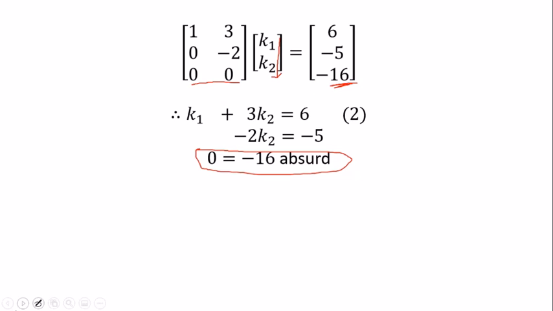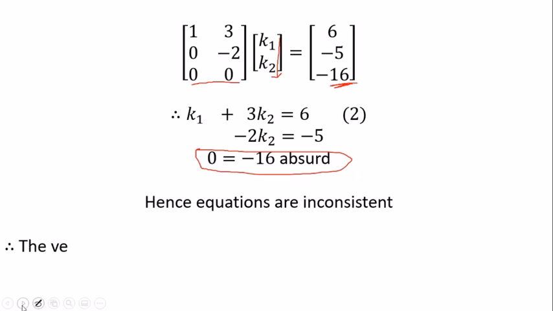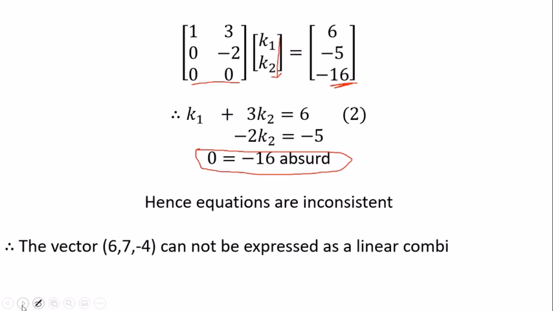Therefore, the given system of equations is actually inconsistent. Hence, the given equations are inconsistent, meaning the solution does not exist. Therefore, the vector (6, 7, minus 4) cannot be expressed as a linear combination of the given two vectors U and V.